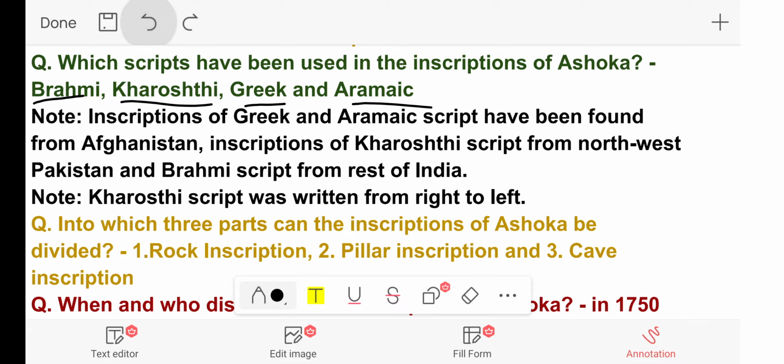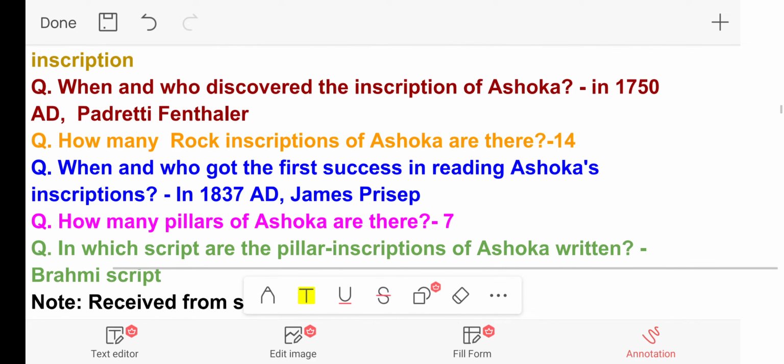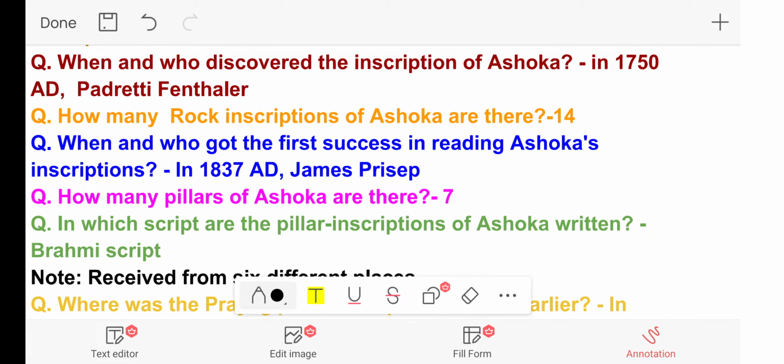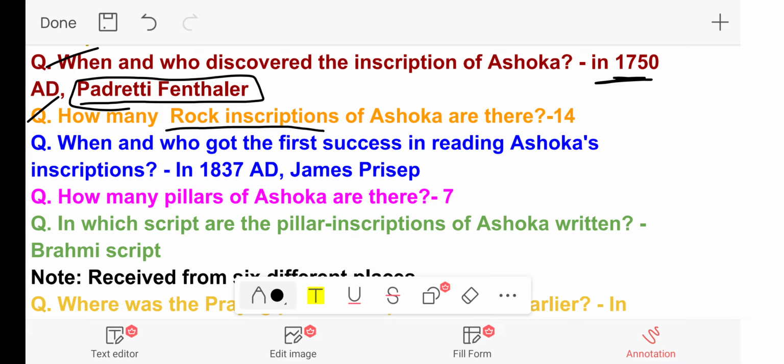Next question is, into which three parts can the inscription of Ashoka be divided? So the answer is rock inscription, pillar inscription and cave. Next question is, when and who discovered the inscription of Ashoka? So the answer is in 1750 AD by Padrati Fenthaler. Next question is, how many rock inscriptions of Ashoka's are there? The answer is 14.